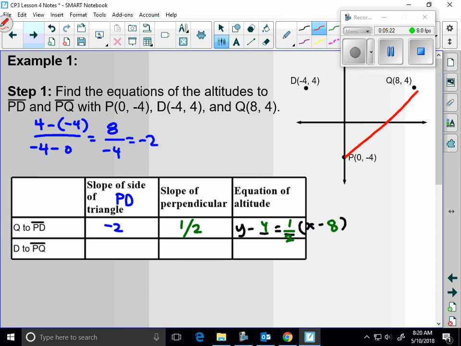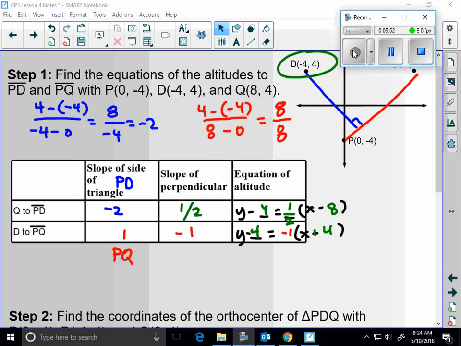Here's PQ. I want to find the altitude. I want to find the equation of that blue segment right there. So what do I want to find the slope of? PQ. Find the slope of PQ, and then use this point, point D, and see if you can come up with the equation of that altitude.